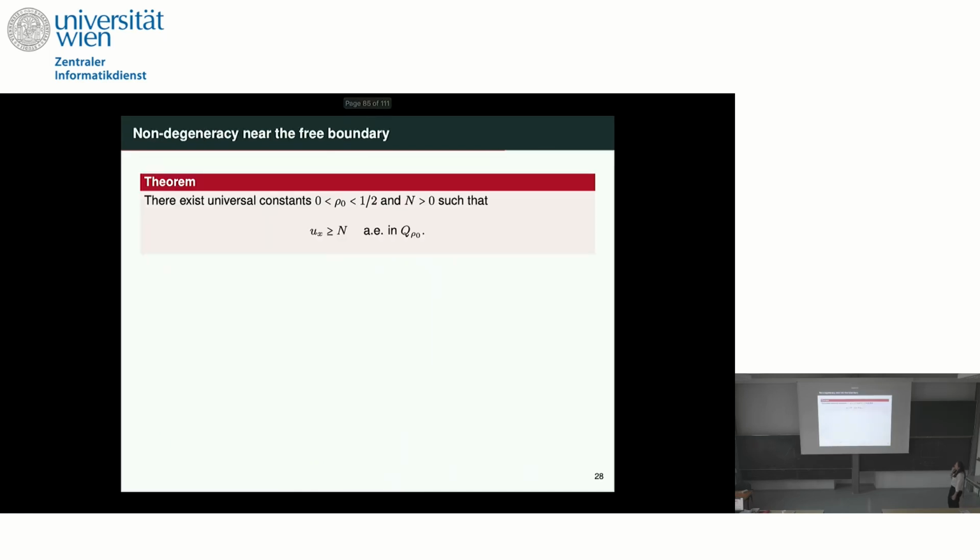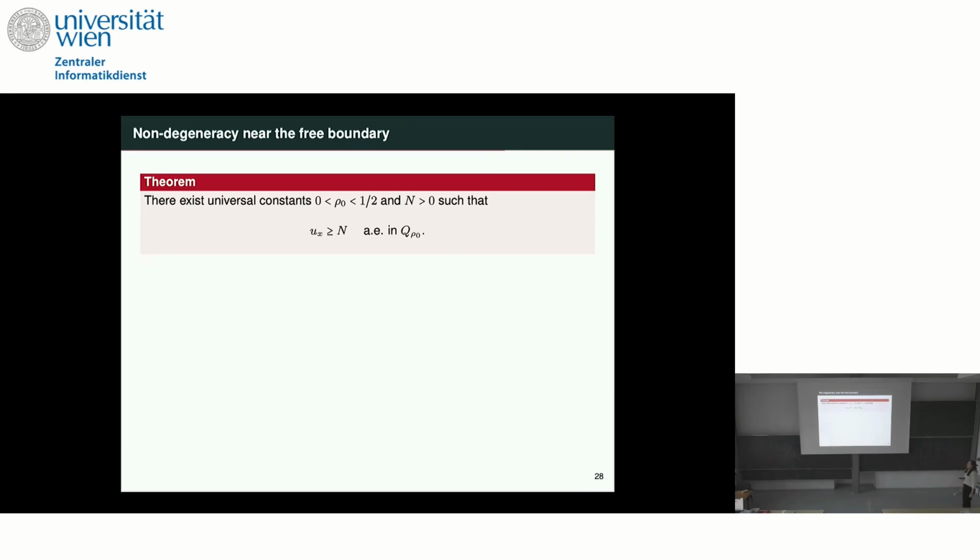So moving on to the second result, the non-degeneracy. Like I said, this is one of, I would say, the most important results, and the proof is a little bit more delicate. So here, let's say we are in this localized situation where you fix a point in the free boundary, and then you look in a box around it, okay? And you assume that this is (0,0), and you want to show that over here, u_x satisfies this non-degeneracy property. So it's bounded below by a universal constant, okay?